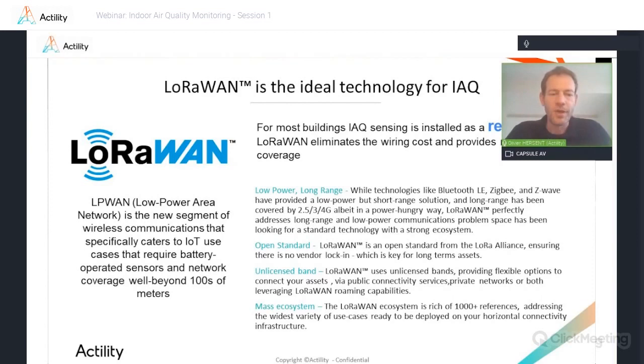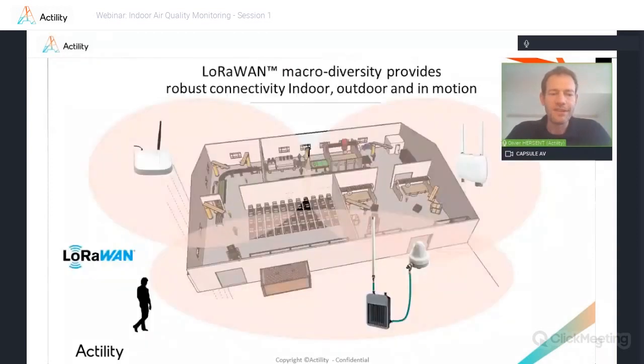Just one more detail before I give the floor to our speakers today. This is a quick illustration of macro diversity. Unlike other technologies such as mesh, some of you might be familiar with Zigbee, LoRaWAN ensures that all antennas collaborate. So to ensure a very good quality of coverage with LoRa, it's very, very easy. Any place you have patchy coverage, not good enough, you just add an antenna, the network immediately reorganizes, and there is no hopping from device to device.